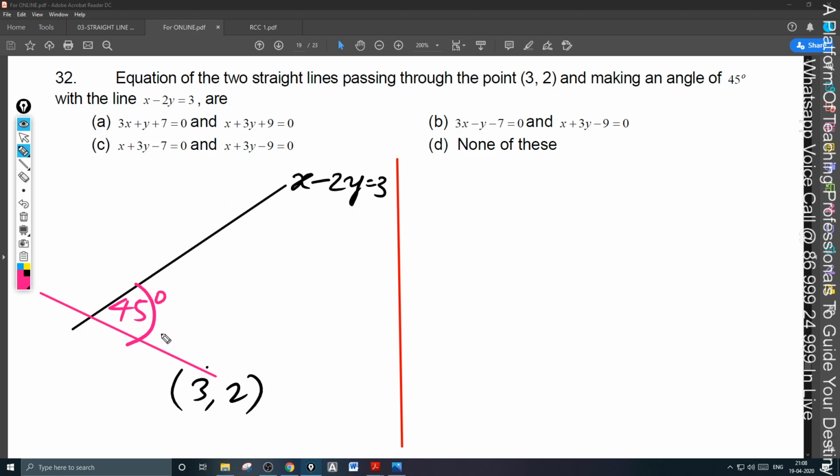Let me do that. This is m. Now apply tan 45 degrees. Tan 45 is nothing but 1. I am writing that directly: 1 is equal to modulus of m1 minus m2 divided by 1 plus m1 m2. The slope is 1 by 2 there.